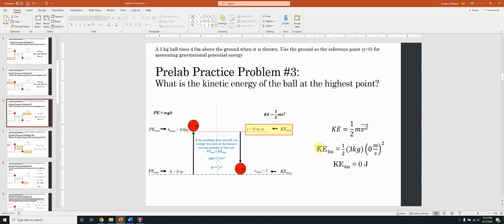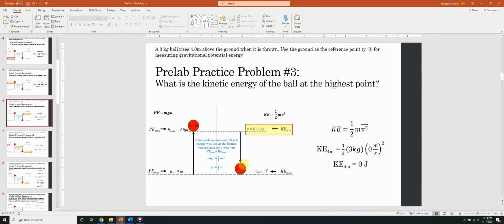So the kinetic energy at 4 meters is equal to 1/2 times 3 kilograms, right? That's our mass, times 0 meters per second, because that's the velocity at 4 meters. And we're going to square that velocity. Well, anything times 0 is 0. So for the kinetic energy at 4 meters, we get 0 joules.